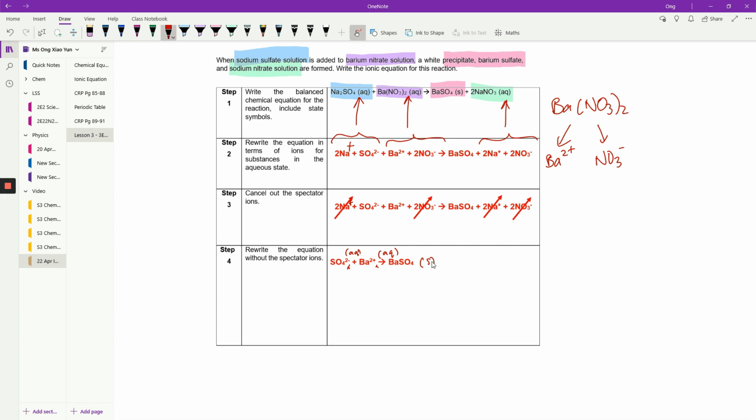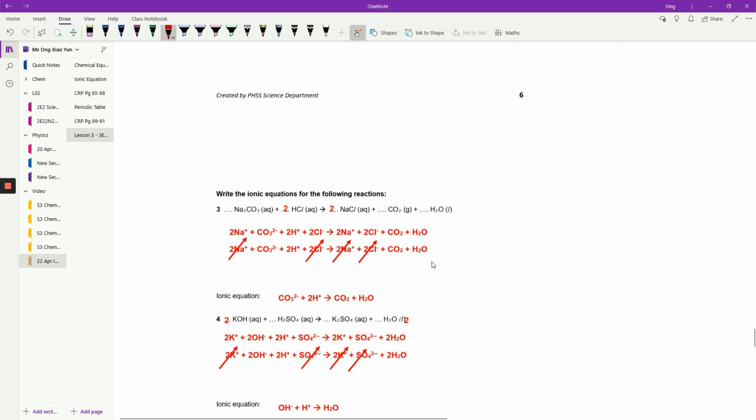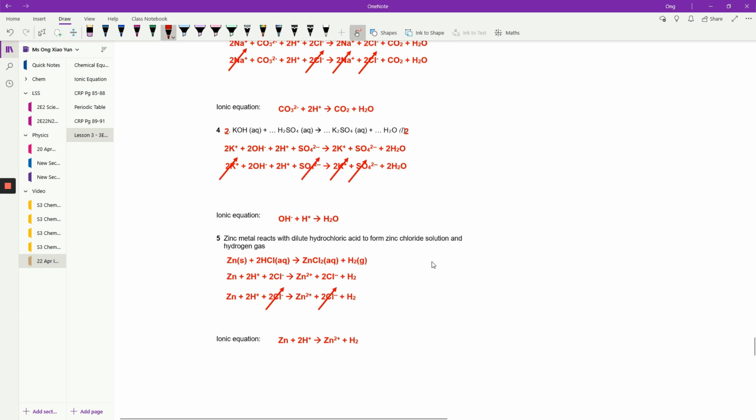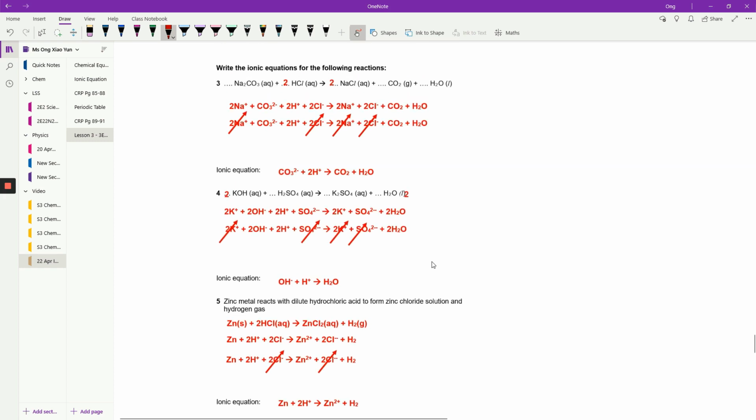Pause the video here to copy down in your resource package. Okay, so on the next page, there are 3 questions that you can try out. Pause first and try it out before looking at the final answer. Okay, so there are some errors here, and it's not clear. After you have tried it out, you can check your answers and write this into your chemistry resource package.